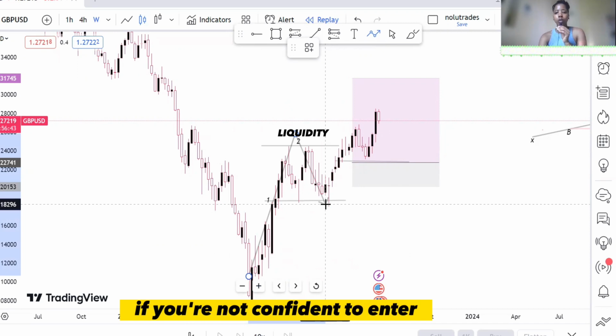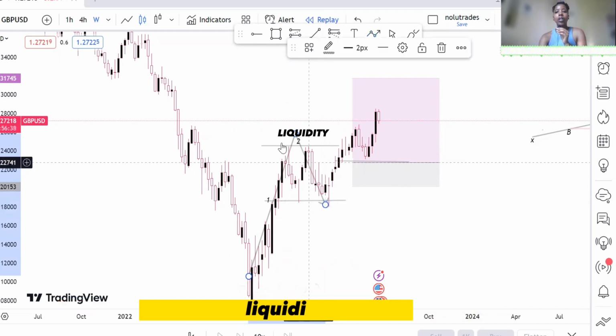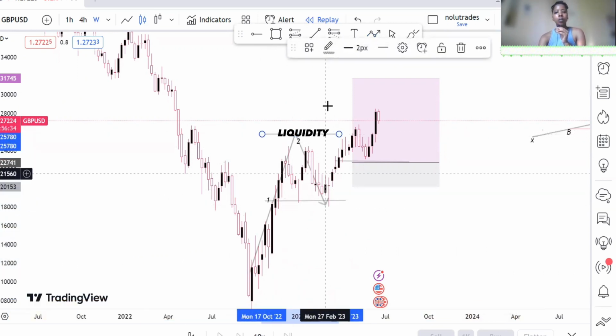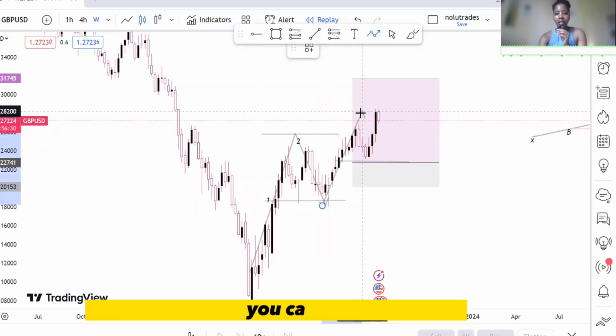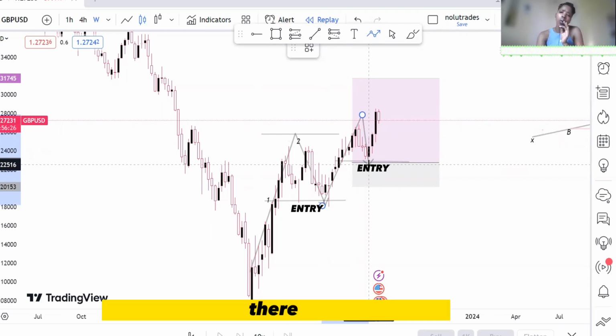If you're not confident to enter, wait for them to take out the liquidity, okay? Liquidity is right over there, okay? Then they will do something like that. As soon as they do that, if you're still not confident to enter, you can still wait for them to retest, because there is an order. If they left you, they left you. There will always be another trade.